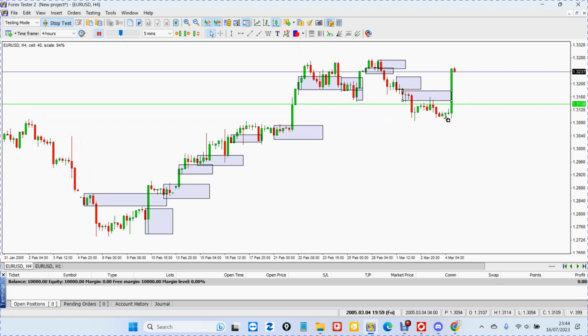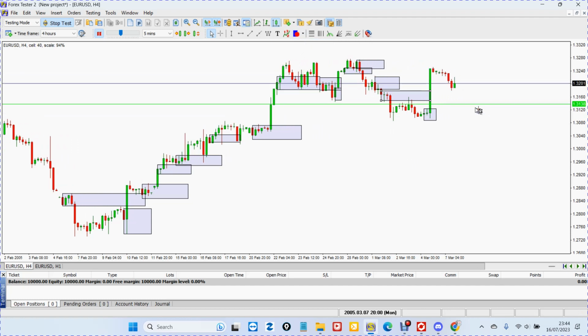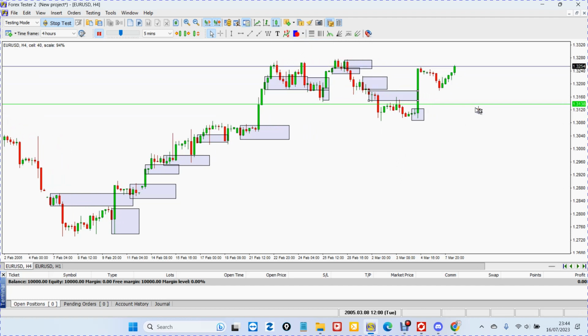More trend following demand. So I think you get the picture. What is trend following supply and demand? Now, what do we really want to use this for? For me, I love using this on the high time frame. You can use it on low and high time frames.